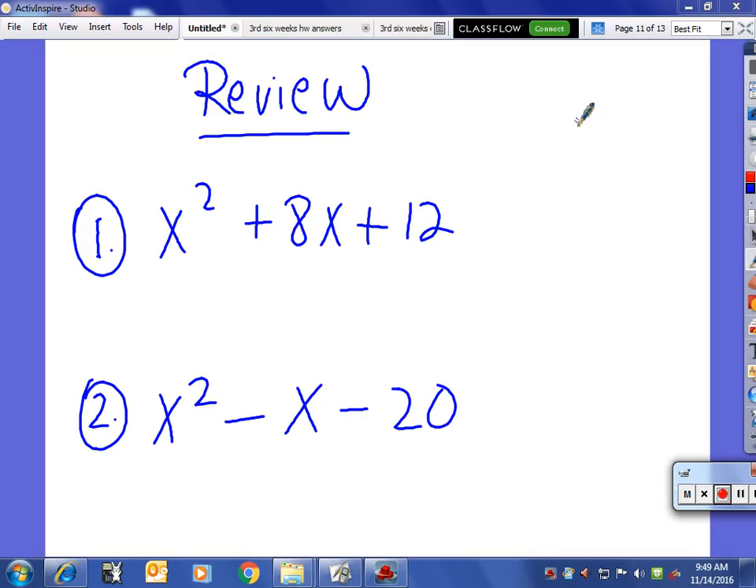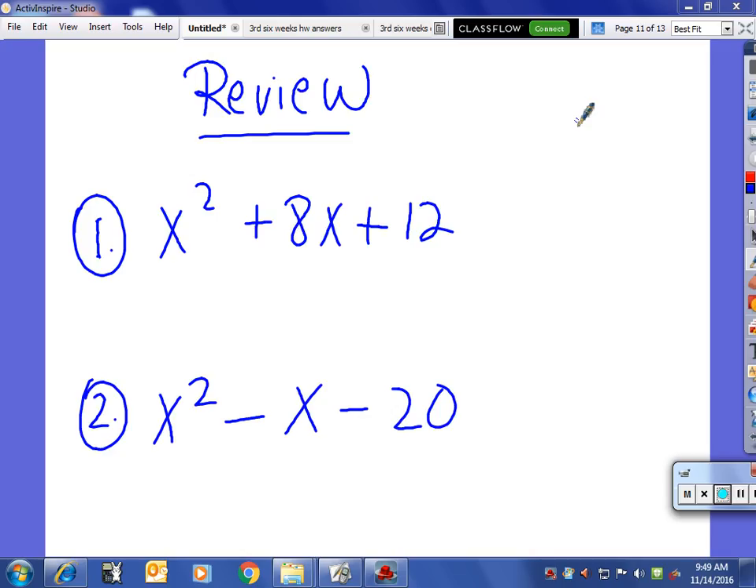But I want to show you how I taught factoring before this year. The only way I ever knew how to teach factoring was guessing and checking. Okay, and it's easy. This method is easy on problems like this. So you're probably going to like guessing and checking on problems like this.